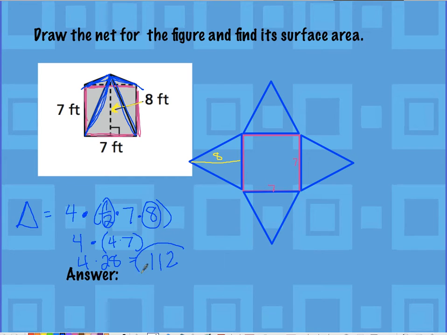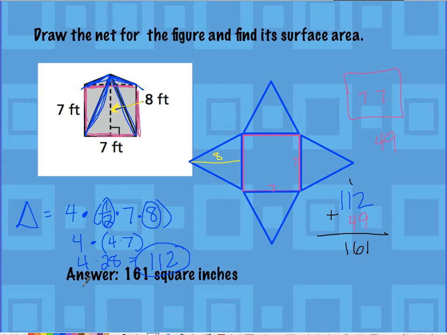But now that's just my triangles. Now I also have to do my square, which I know is 7 by 7, which is 49. So now I have to take my 112, which is the area of all my triangles, plus 49, which is the area of my base, and add them, and I should get 161 square, and this should be square feet, not square inches. Okay, so square feet.